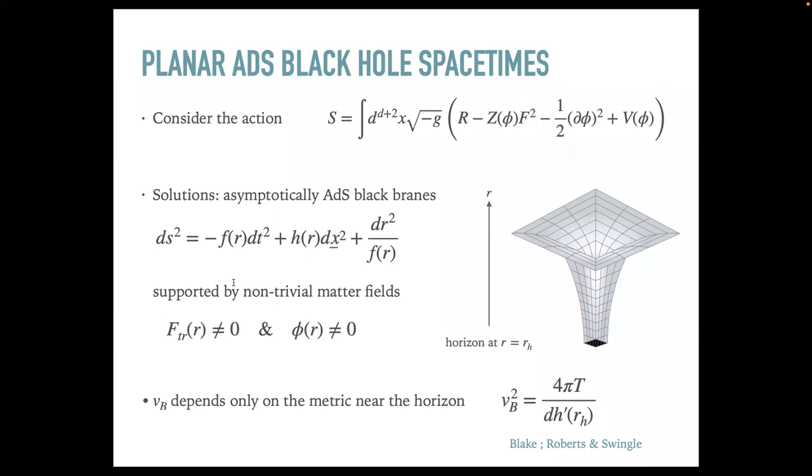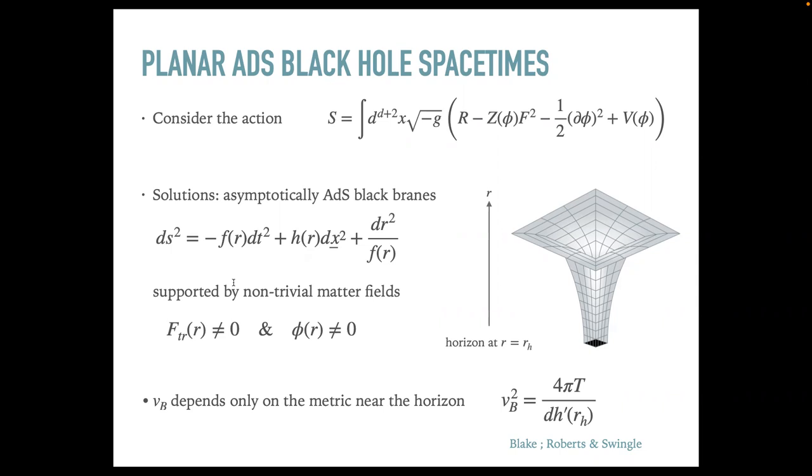So for a spacetime like this, the butterfly velocity has actually quite a nice form. If we write it in terms of the spatial component of the metric near the horizon, h(r), it can be written in this very simple manner.